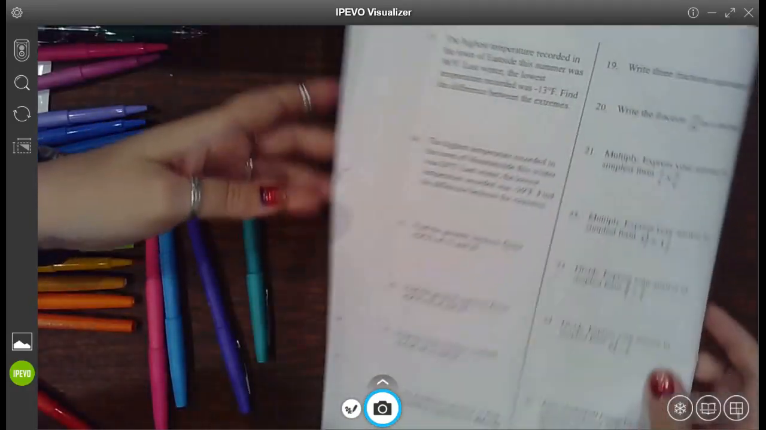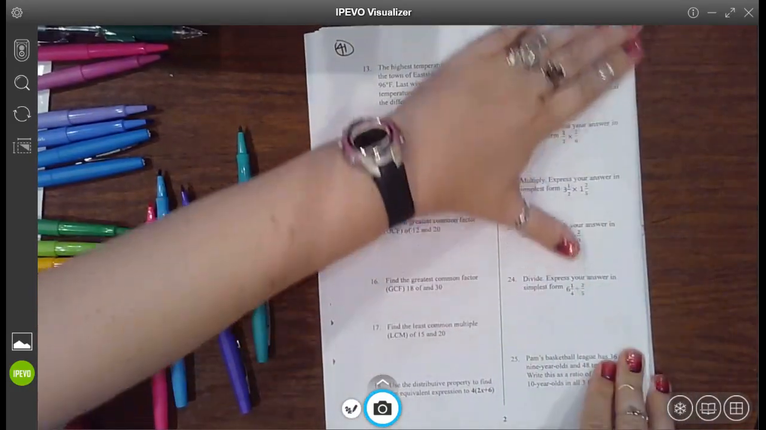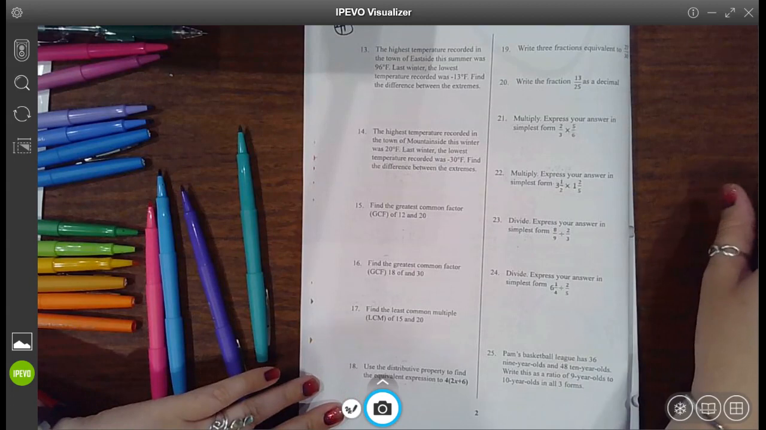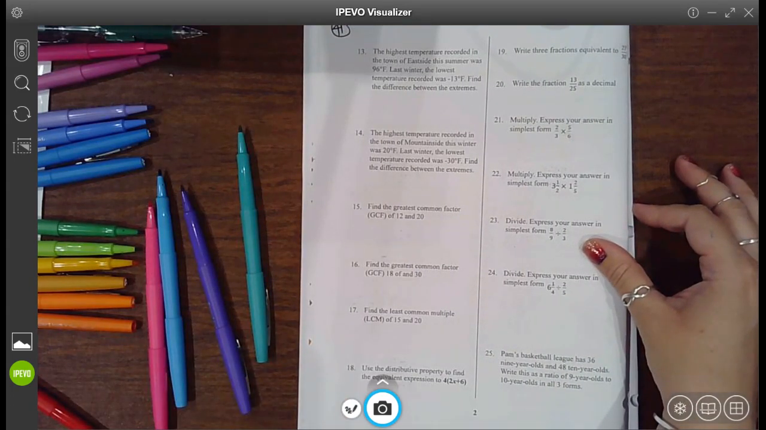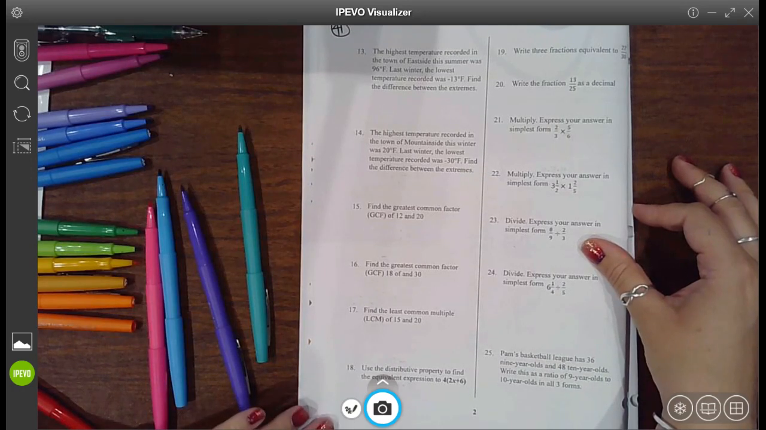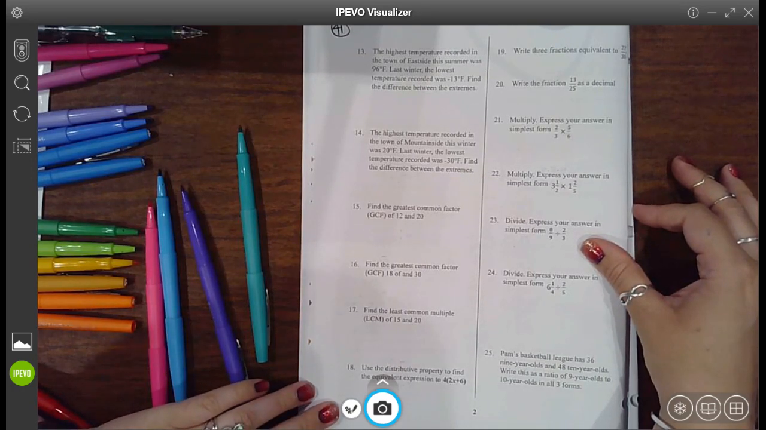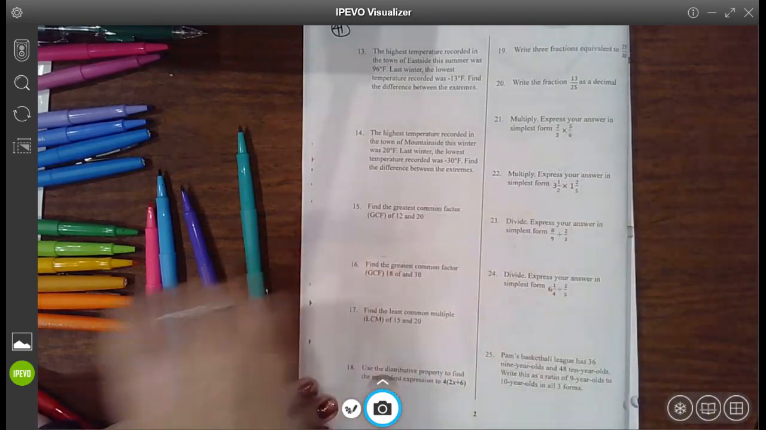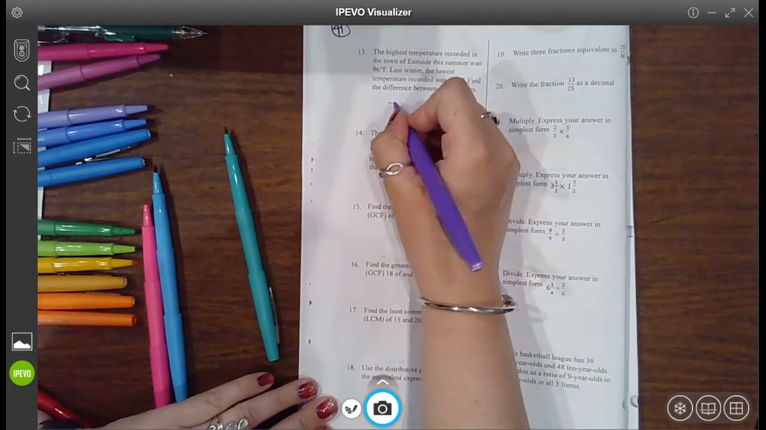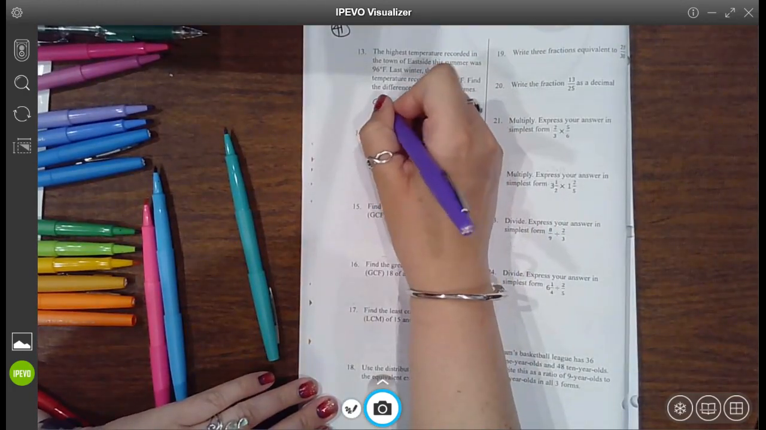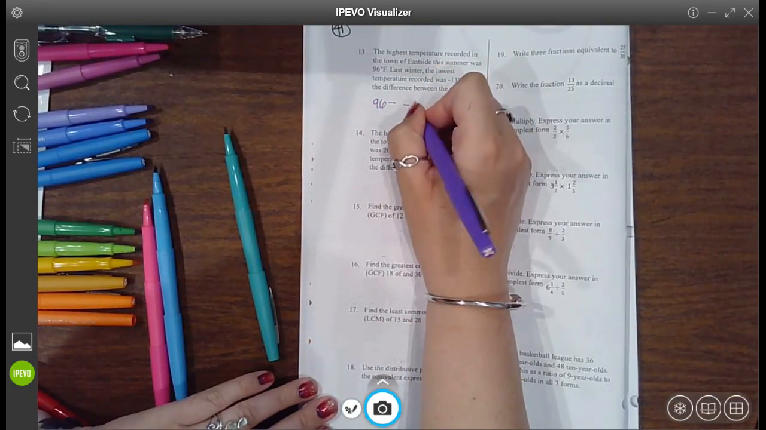Okay, for the next page. It says the highest temperature recorded in the town of Eastside this summer was 96. Last winter, the lowest temperature recorded was negative 13. Find the difference between the extremes. All right, so we have the difference between 96 and negative 13.